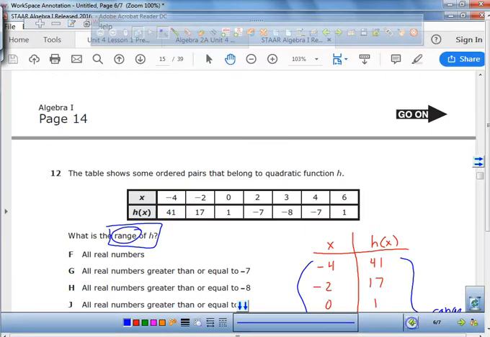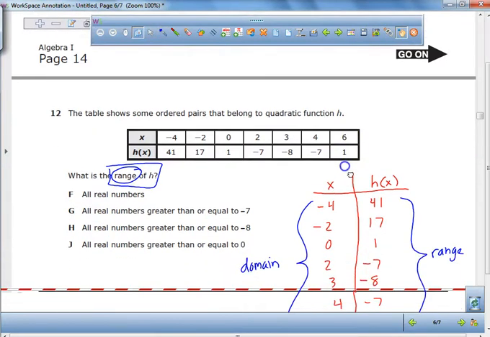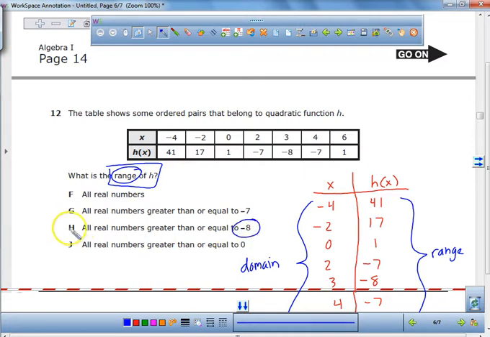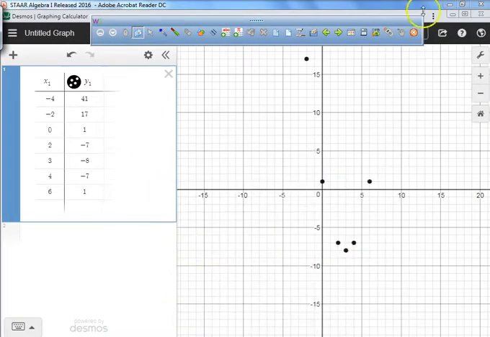Okay? But what is the answer to the problem? The answer to the problem is all real numbers greater than or equal to -8. That's the answer, because that's right here. That's the lowest that it gets. It doesn't get any lower than that. Okay? All right.